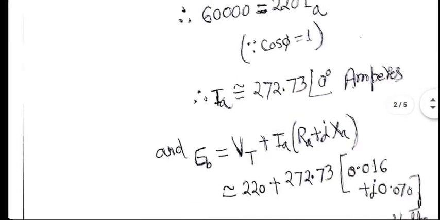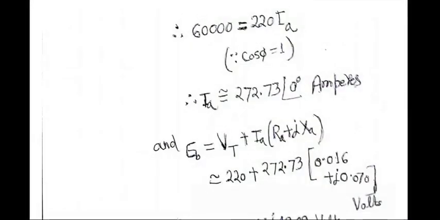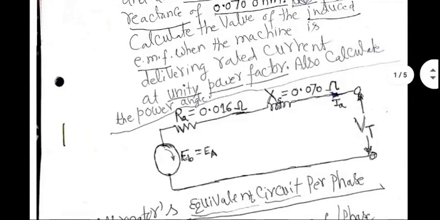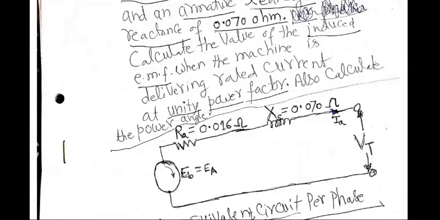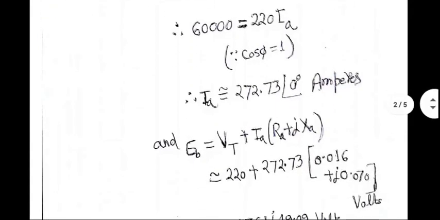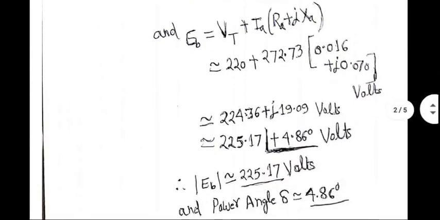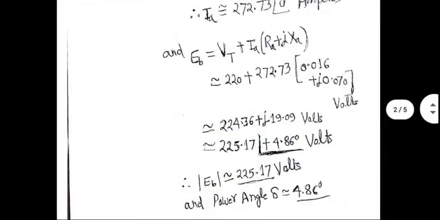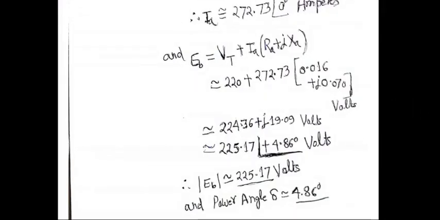Once IA is figured out, EB is relatively straightforward. EB is VT plus IA multiplied by RA plus jXA. Oh, actually, yeah, XS is XA anyway, so it's not a big issue. Here I'm saying XS, here I'm saying XA. They mean the same thing because armature reaction is ignored. So plug in all the values. You are given RA, you are given XA, you have the IA value. From there, you should be able to figure out EB. And the power angle is the angle of EB, which is 4.86 degrees.